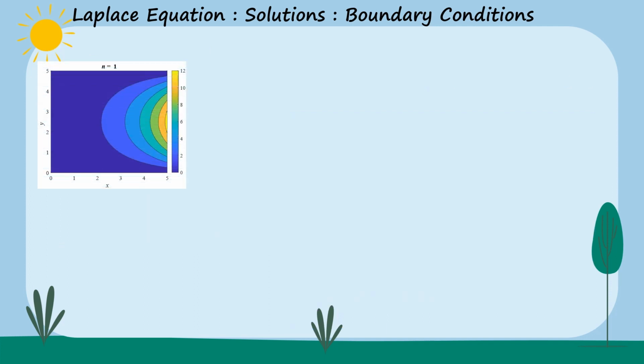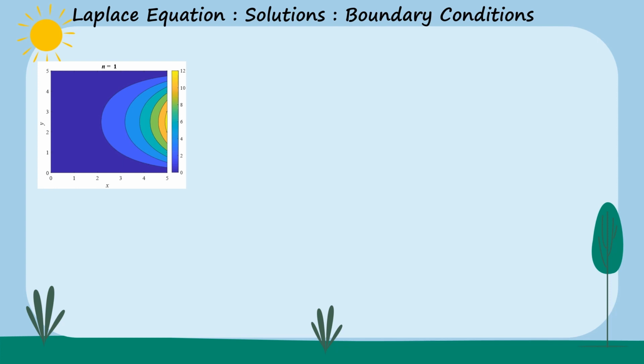So this is n equal to 1. This is called the mode, or the modal distribution, or mode shapes, for the Laplace equation with these typical boundary conditions. So what happened then? Do you recall that boundary condition?